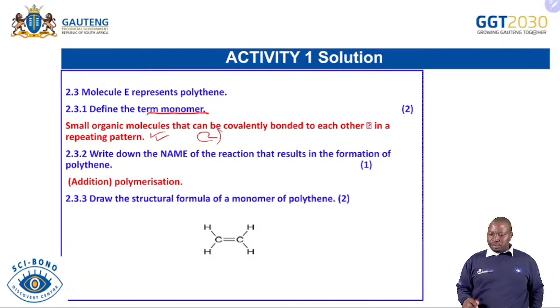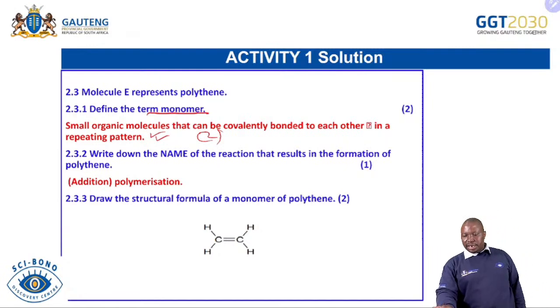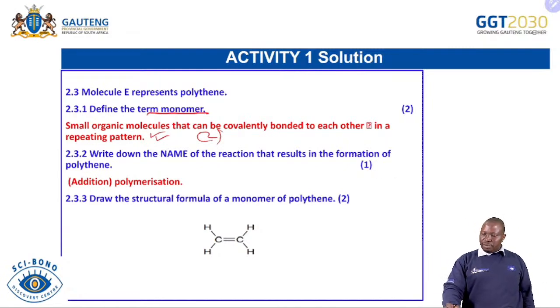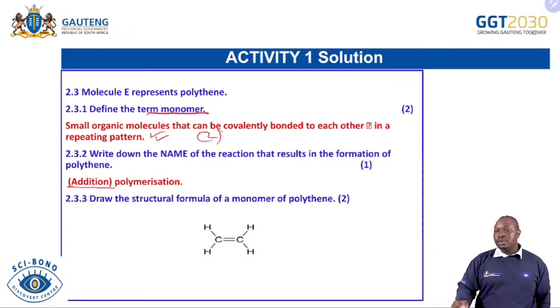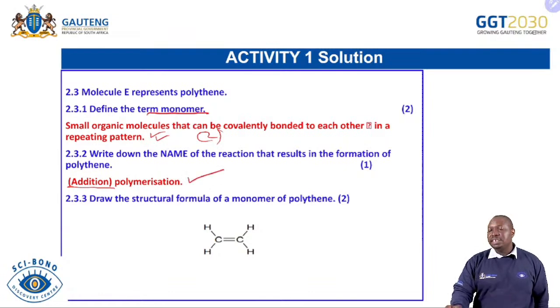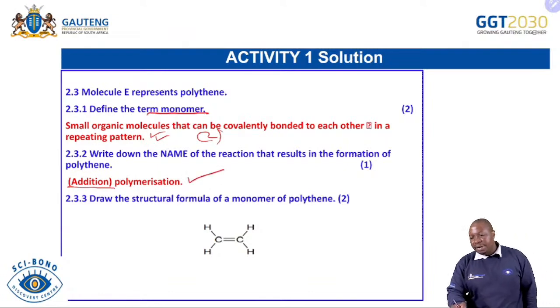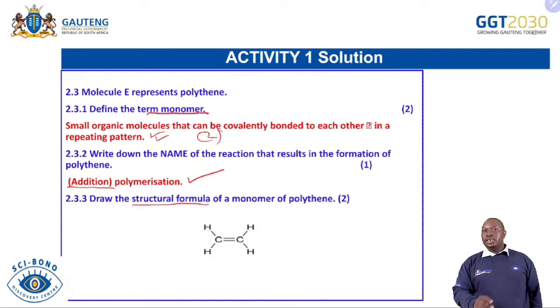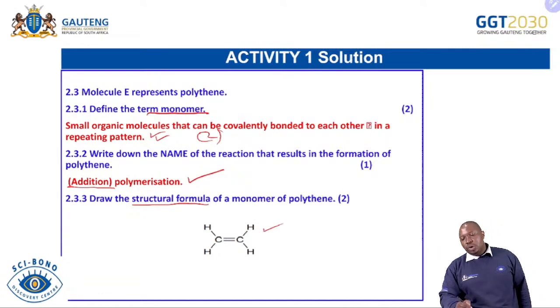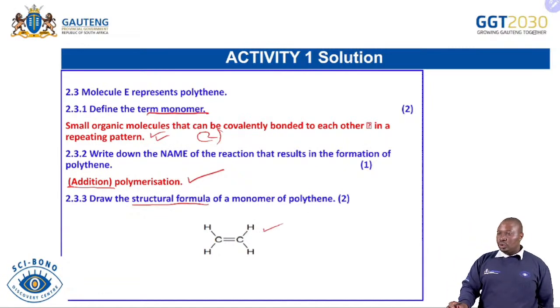Remember, this was the question paper as well. They say write down the name of the reaction that results in the formation of that. As I indicated, it is addition, but it's in brackets, so we were not worried too much about addition, but we are very worried that this must be called polymerization. Draw the structural formula. Remember, for the structural formula, you show all the bonds. So I hope you were able to do that.